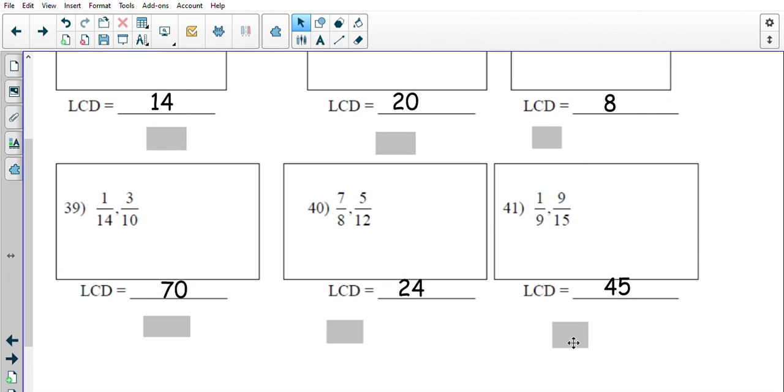All right, in the next videos, we're going to be moving on to adding and subtracting fractions that have different denominators, so you're going to need to have this knowledge under your belt before we get there.